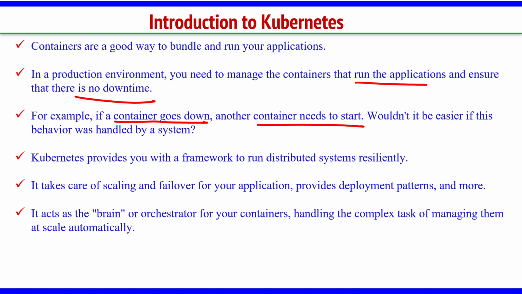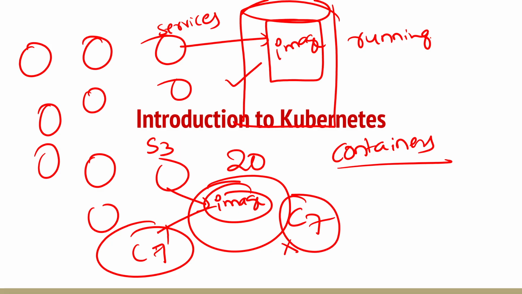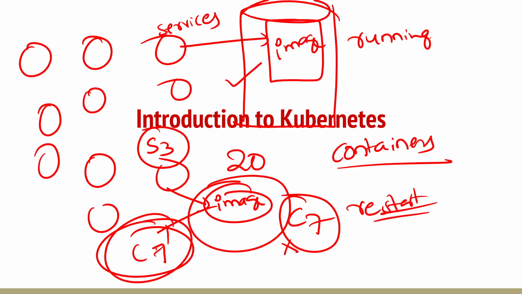Wouldn't it be easier if this behavior was handled by a system, instead of me manually restarting the container? This container C7 has failed. I do not know why; there may be a lot of reasons. Sometimes we know that if you restart it, it starts working. Somehow the requests coming to this container should be redirected to a new container. So immediately I have to create a new container for this image, or repair or restart this container. So this is a manual process.